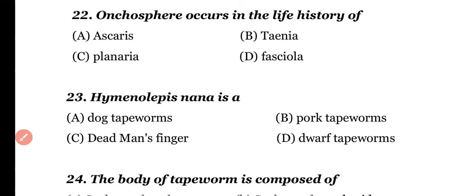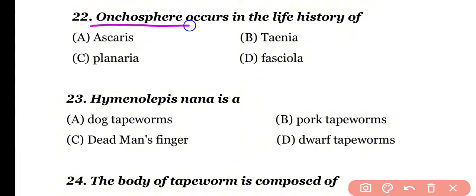Question number twenty-two. Oncosphere occurs in the life history of Ascaris, Taenia, Planaria, Fasciola. Correct answer is option B. Taenia solium ki life history mein Oncosphere larval stage aati hai.